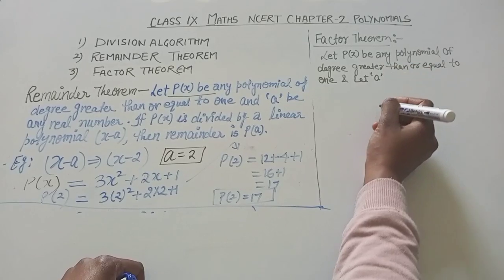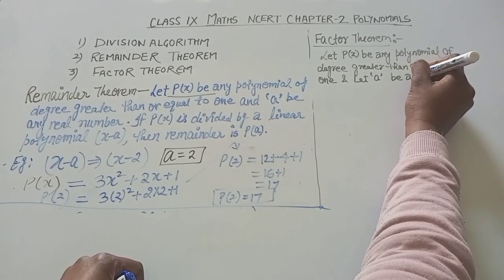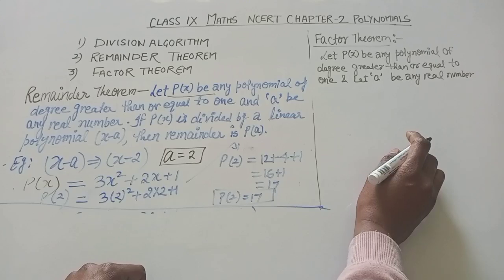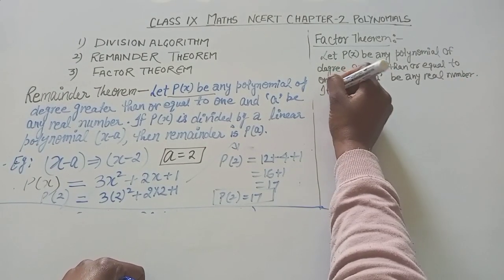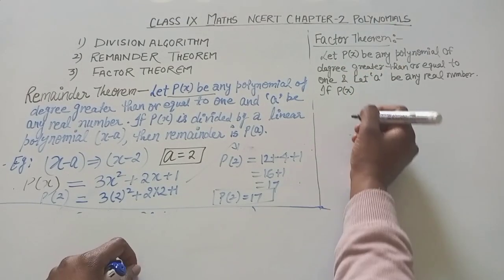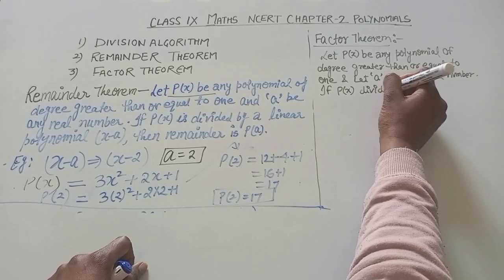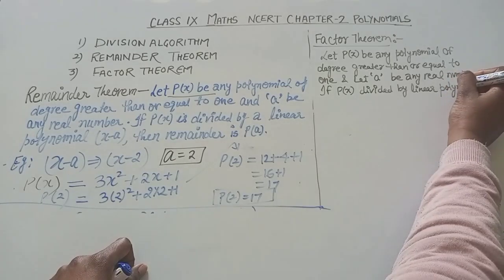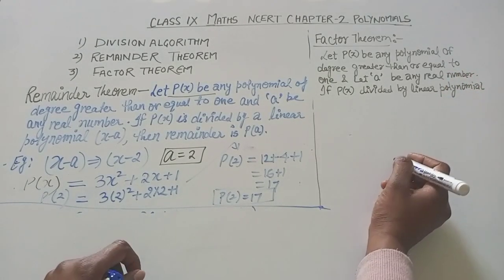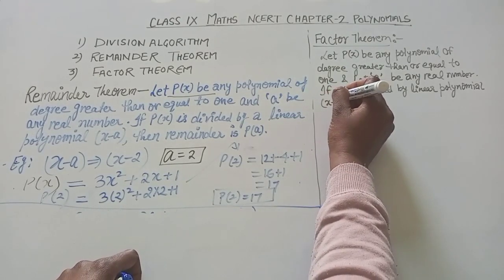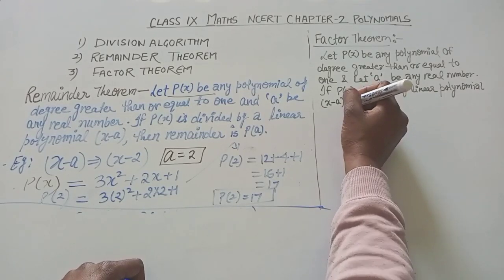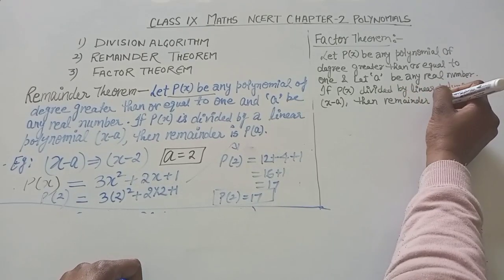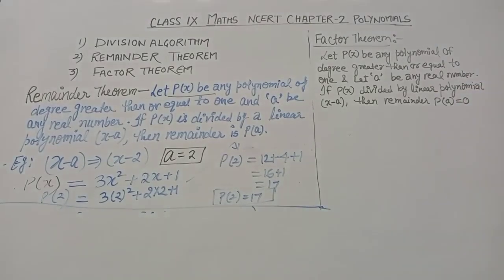let a be any real number. If p(x) is divided by a linear polynomial x minus a, then the remainder p(a) is equal to 0. Okay, p(a) is equal to 0.